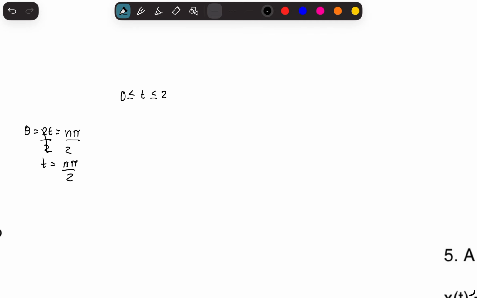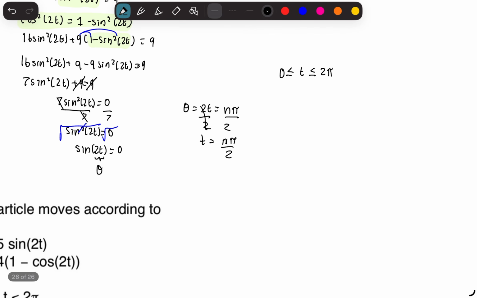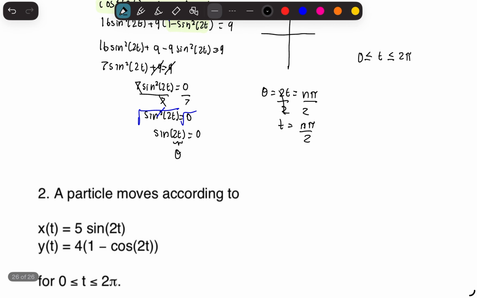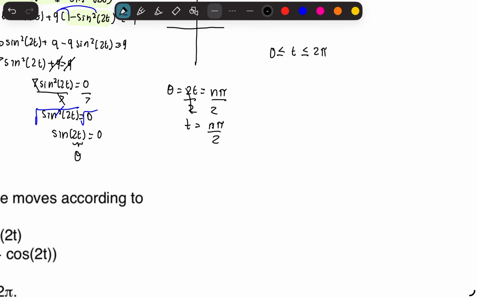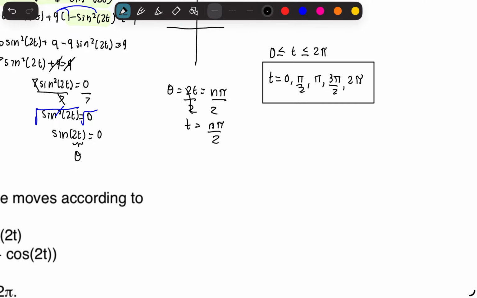So we have to ask ourselves, when does this expression hold true? When is sine of an angle equal to 0? Or when does this repeat? t is equal to your number times pi divided by 2. Now t is going to equal 0, pi over 2, pi, 3 pi over 2, and 2 pi. So this is your final answer.